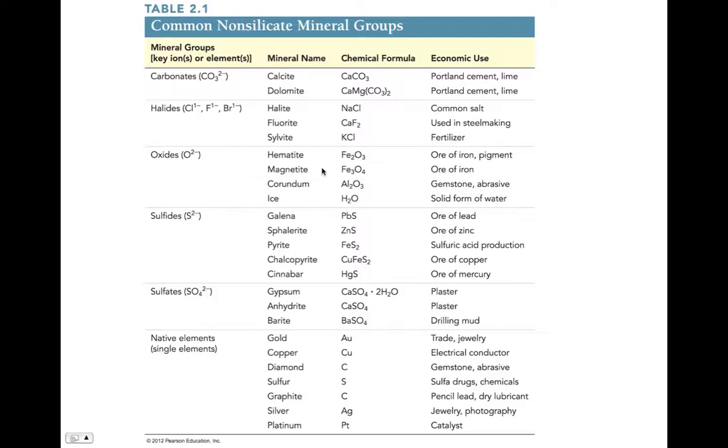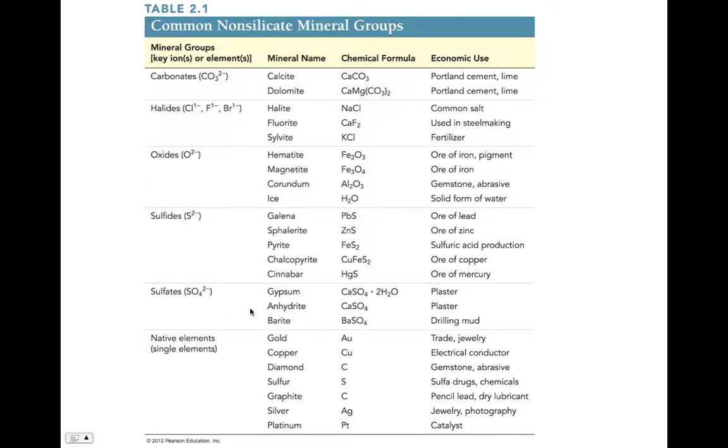Oxides are just bonded with oxygen. So hematite. That's an ore of iron. That's how we smelt this to extract the iron from it to make steel. Magnetite, another iron ore. Corundum, aluminum oxide. This is a gemstone, also known as a sapphire. And then ice. We have sulfides, bonded with sulfur, so lead sulfide, an ore of lead. We extract lead from it. We have an ore of zinc, pyrite, and then we have a copper ore, and then a mercury ore.